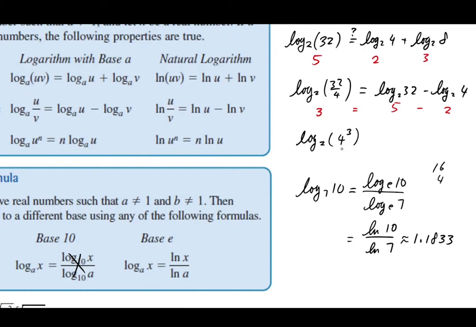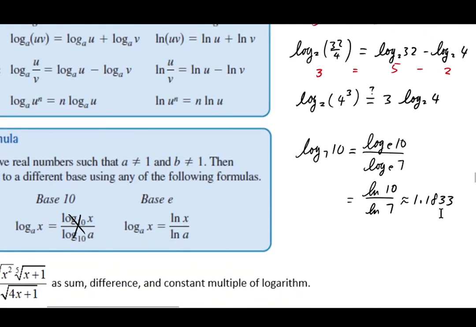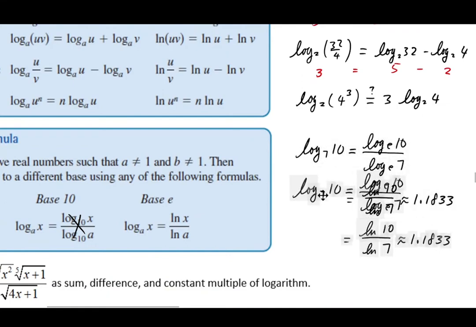16 times 4, 64. So this number is 64. So according to this formula, if it's correct, would that be equal to this thing, 3 comes to the front, 3 times log 2 to the 4. That's what it's saying. And once again, we can evaluate this thing.